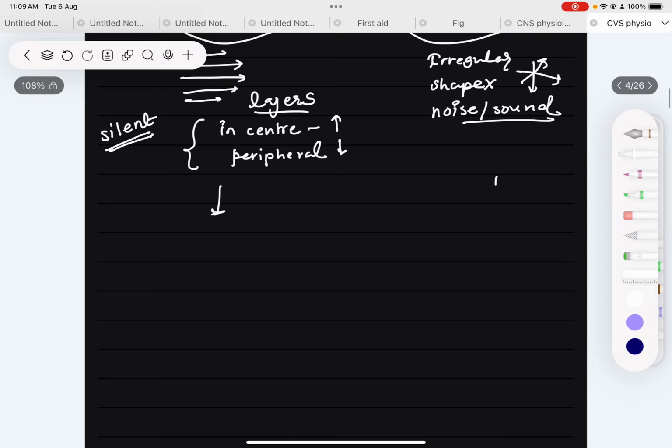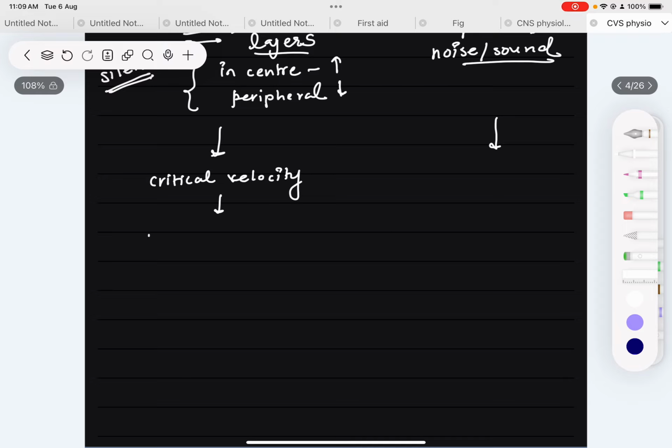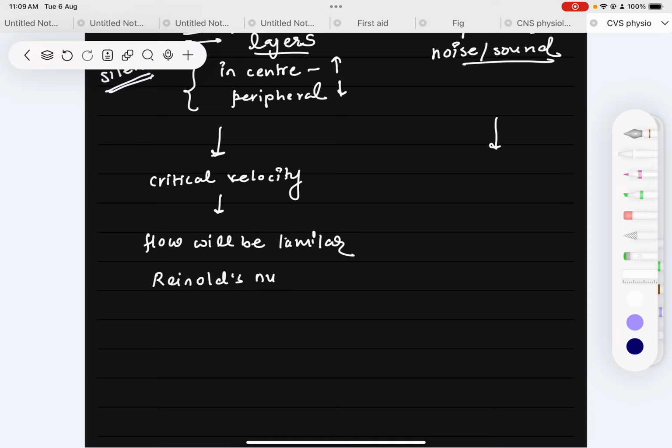Now we have to see at which velocity there will be laminar flow and turbulent flow. There is a critical velocity, till which the flow will be laminar. And if we are talking in terms of Reynolds number, then it is less than 2000. Here it will be more than 3000 Reynolds number.